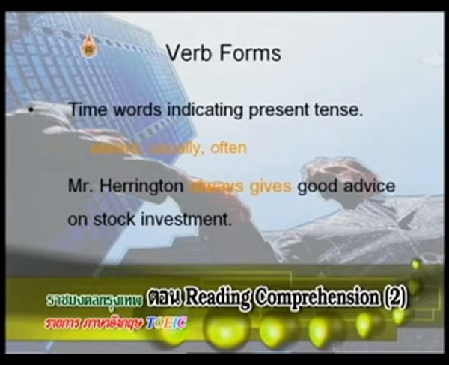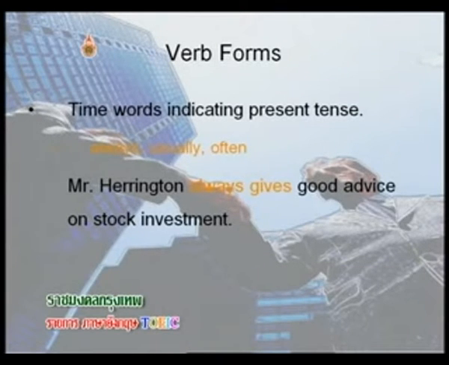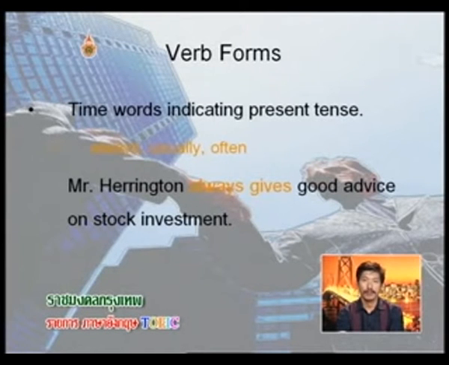Mr. Harrington always gives good advice on stock investment. So you notice that the adverb always in the sentence marks that this might be written in the present simple tense. So, since the subject of the verb is Mr. Harrington, which is singular, the verb gives takes an S.